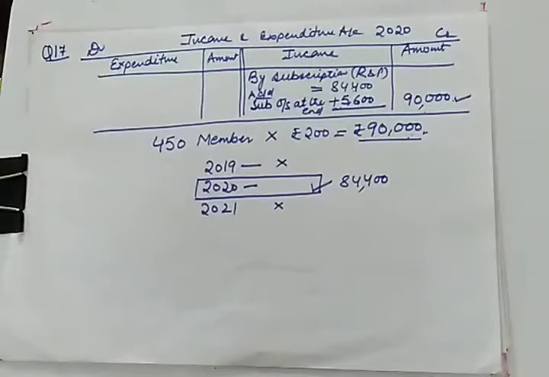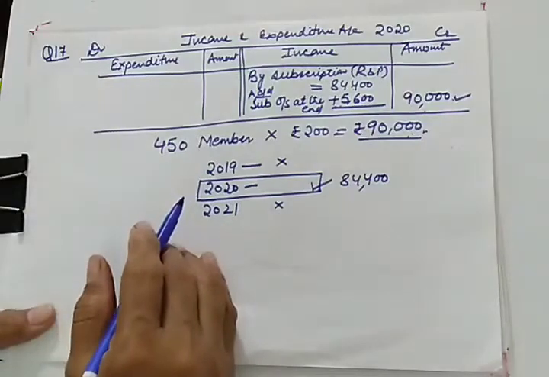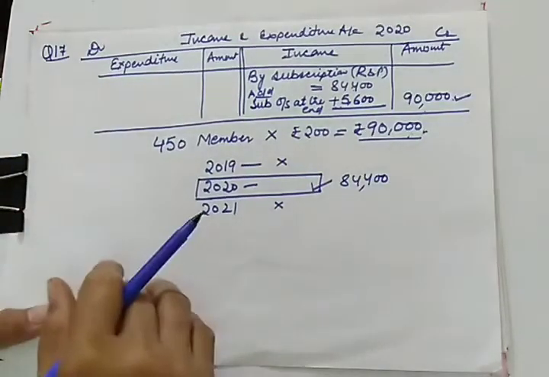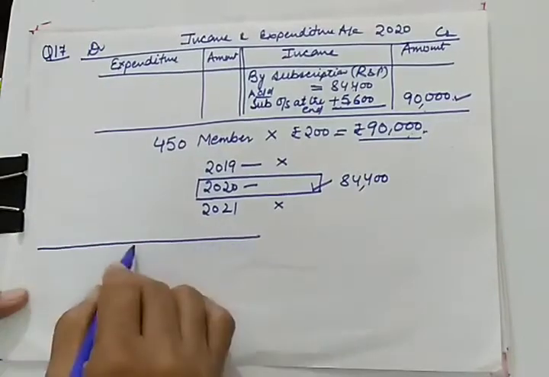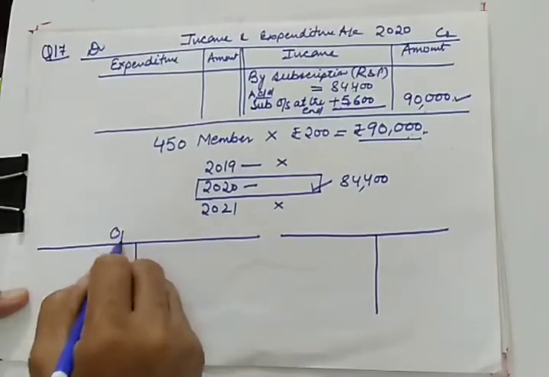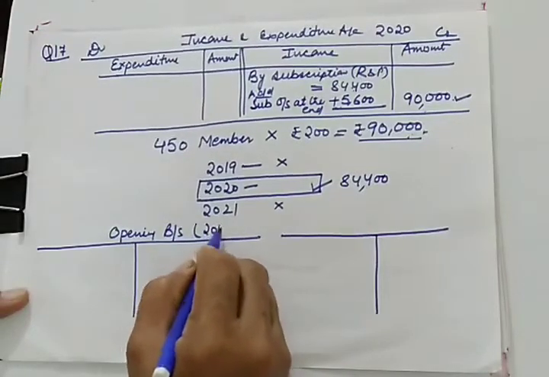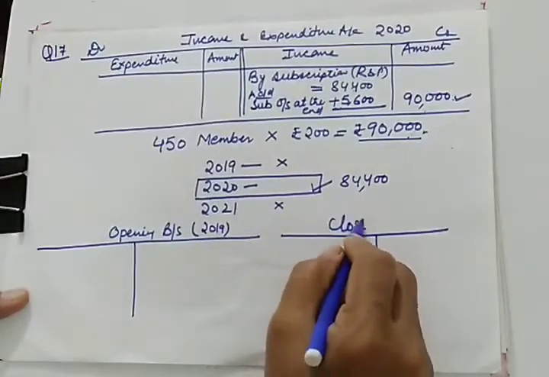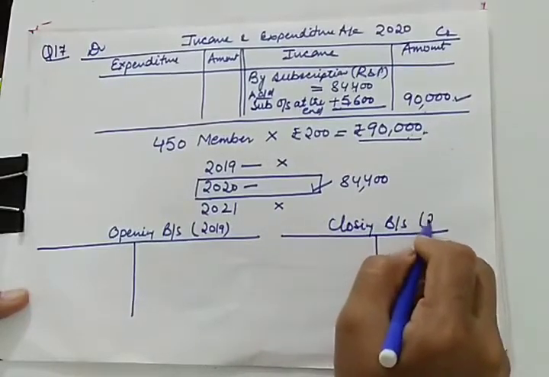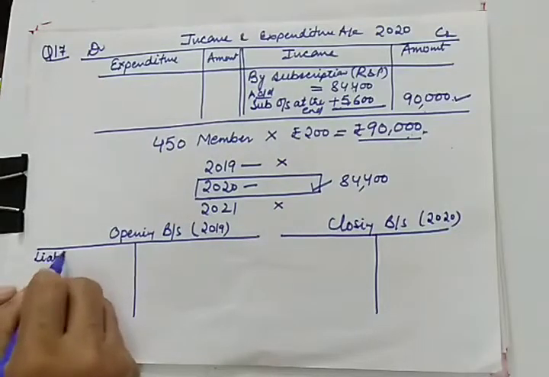Now, suppose you are required to show these details in the balance sheet, because sometimes they can ask in the long question an opening and closing balance sheet. Now let us see how this is to be shown through the balance sheet. So I am making two balance sheets here. This is my opening balance sheet. What is the meaning of opening balance sheet? It means related to 2019, and this is the closing balance sheet related to 2020.